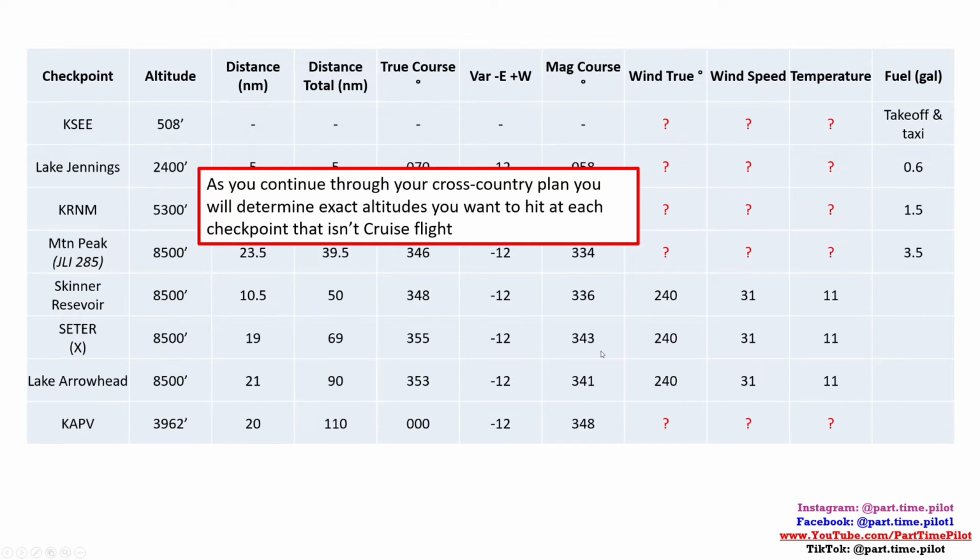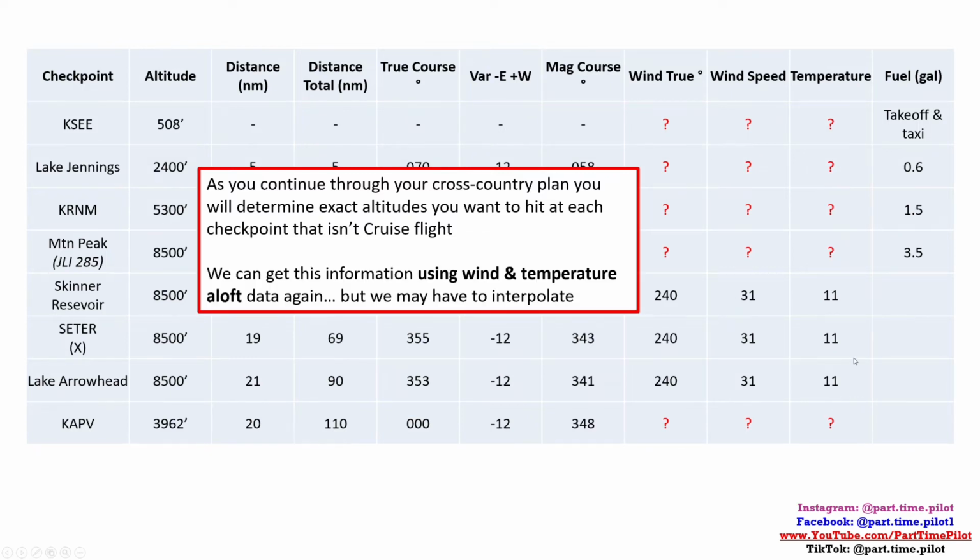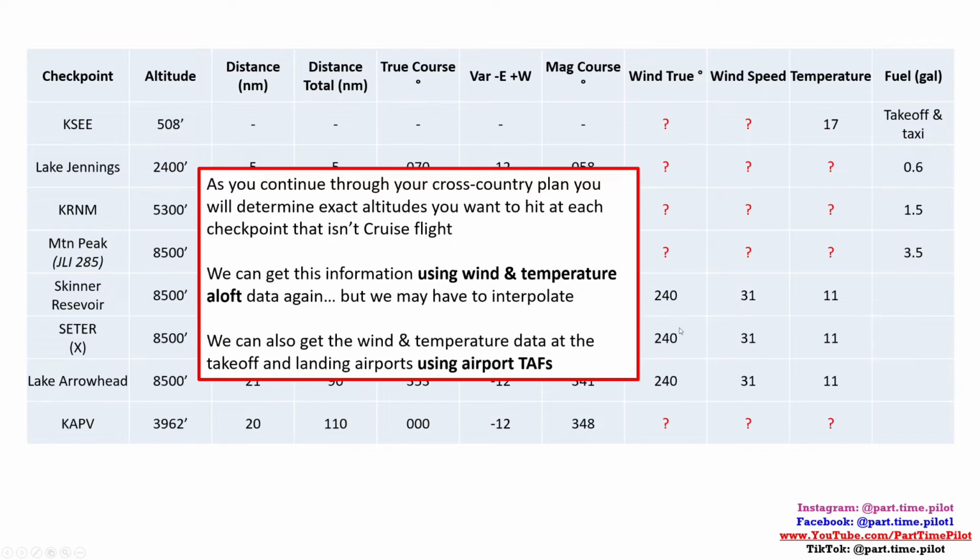Now we need to fill in the rest. As you continue on through your cross-country plan, you will determine exact altitudes you want to hit at each of your checkpoints. When we do our climb performance, that's when we're going to figure out these altitudes. As you can see, we kind of did that here in the background. We can get this information using, again, winds and temperature aloft data, but we may have to interpolate at some of these other ones. Or, like I said, if it's close enough, we can just go with that. We can also get wind and temperature data at the takeoff and landing airports using airport TAFs or local area forecasts. So we'll show you how to do that.